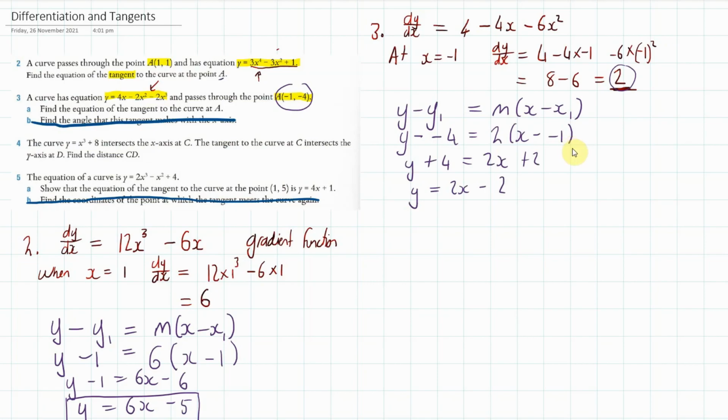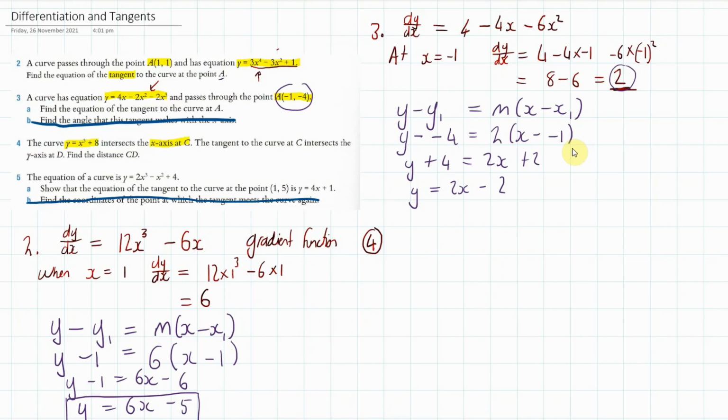Right, well, let's go on to number 4. I'm not doing part B, I just want to focus on the tangent stuff. Okay, so we've got another curve here. It's just a cubic this time, and it intersects the x-axis at C.